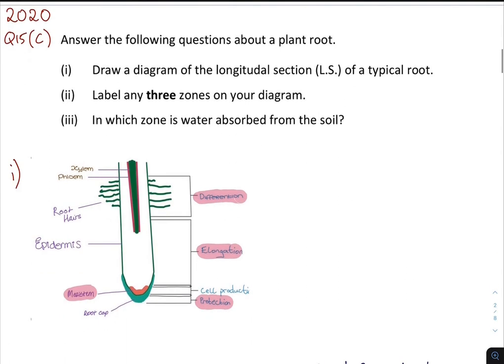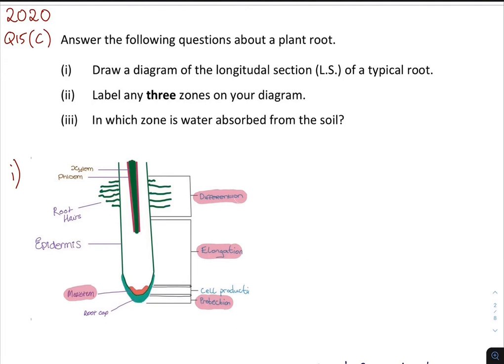Now, the root zones have never really been asked that often, but in 2020 it was asked, and you're asked to answer the following questions about the plant root. Draw a longitudinal section of a typical root, label any 3 zones in the diagram, and in which zone is water absorbed from the soil. So look, I have a diagram there already, and you can see I have 4 different things highlighted. You will need to label 3 zones. I have 4 zones there.